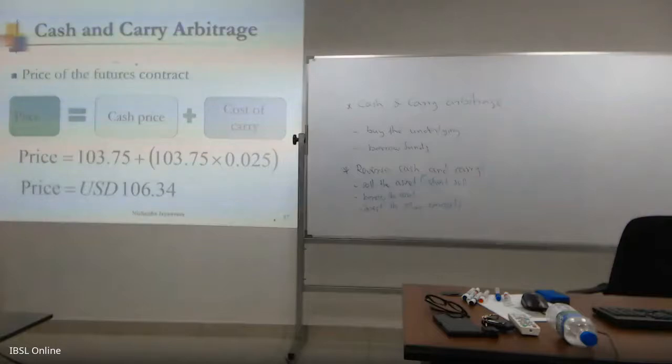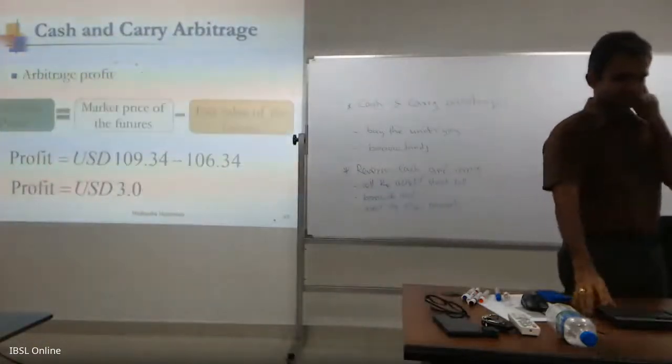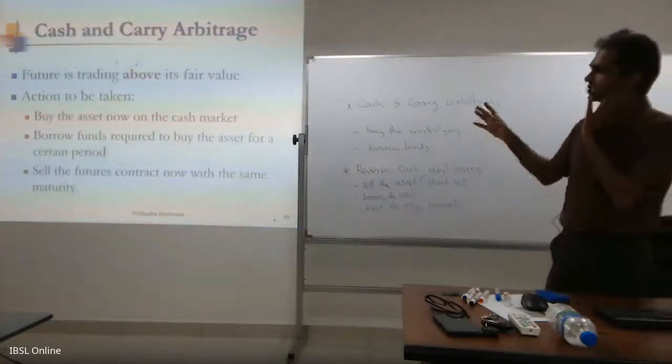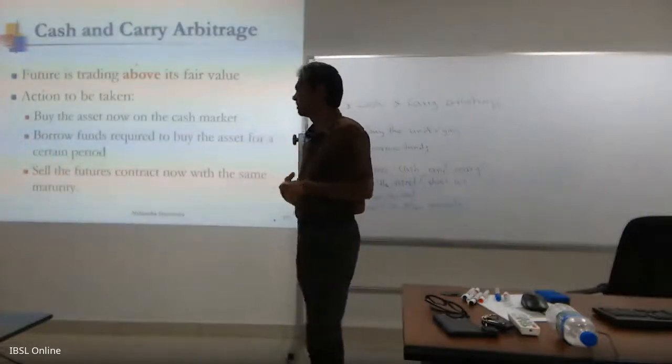Once you do these calculations, futures price, theoretical price and market price, you don't have to think about what to do to hedge to exploit the arbitrage. Still, you can calculate what would be the arbitrage profit. What is the arbitrage profit? The difference between the existing market futures price and the theoretical, so $3 in this case. So these are the actions to be taken: buy the asset now, borrow funds, sell the futures.